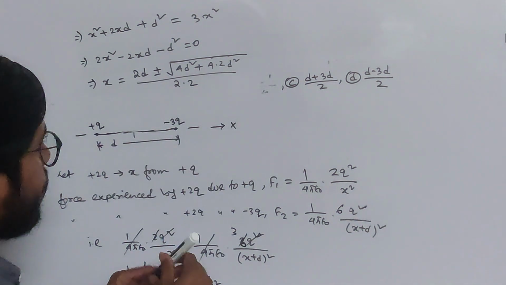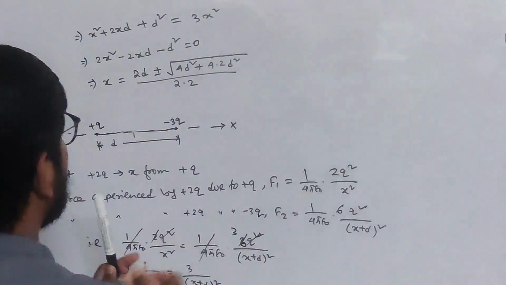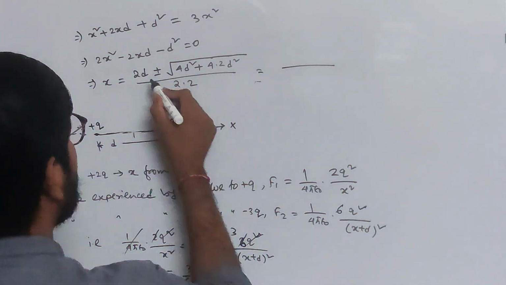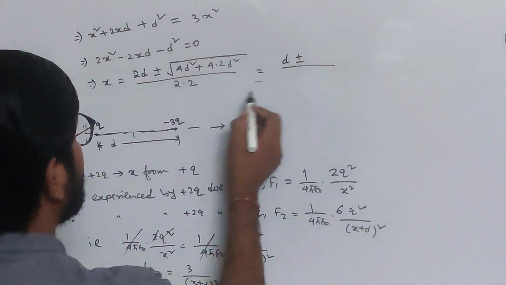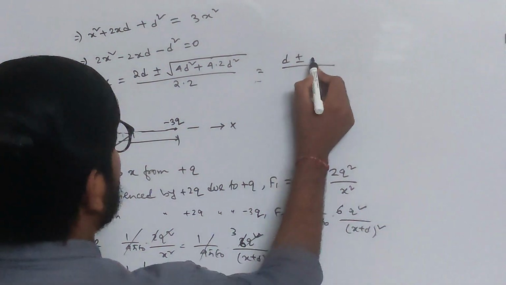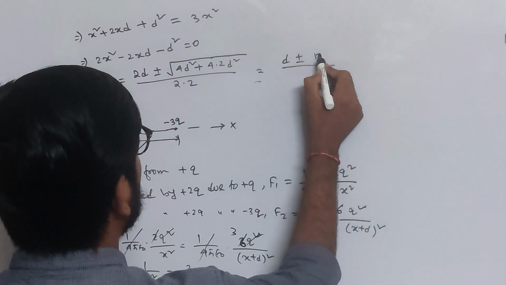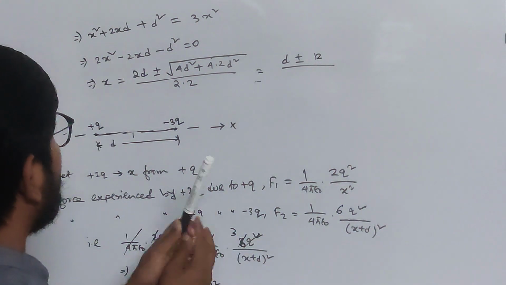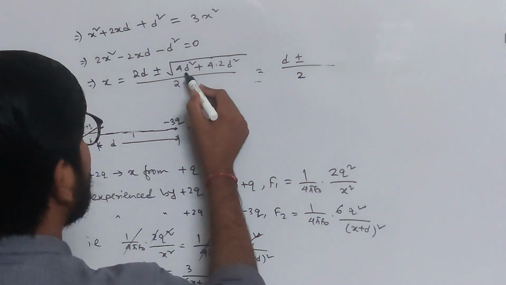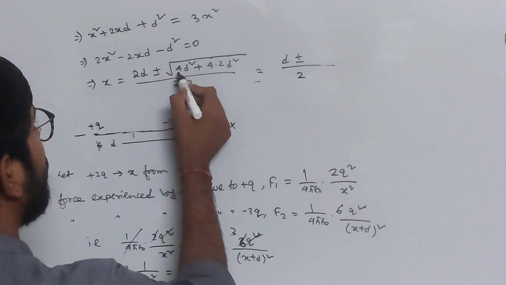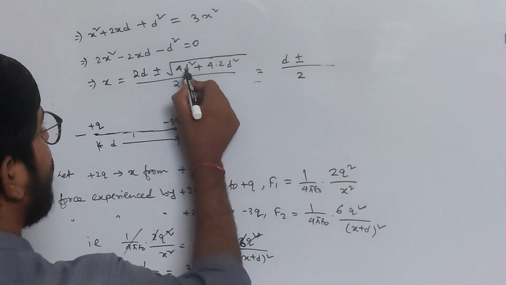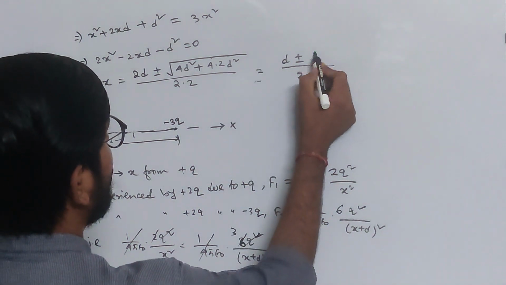If you take 2 common, then it will be d plus minus, see, it will be 4 plus 8, it will be 12 d square, right? So it will be 12 d square, but I am taking 2 common, then if I take 4 outside the root, then it will be 2, 2 cancel, then it will be only 2, and d square plus 2d square, it is under root 3d square, so it will be root 3 d.